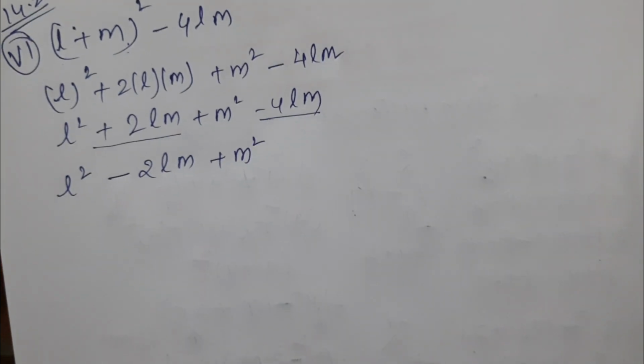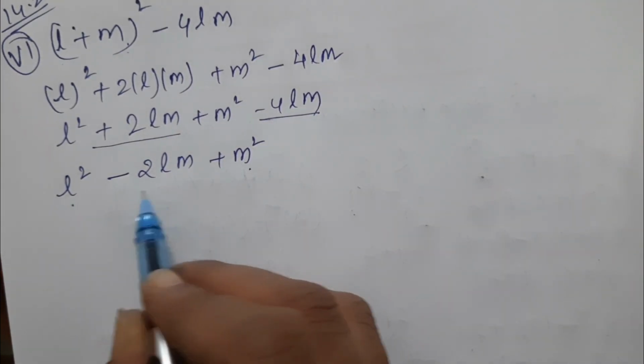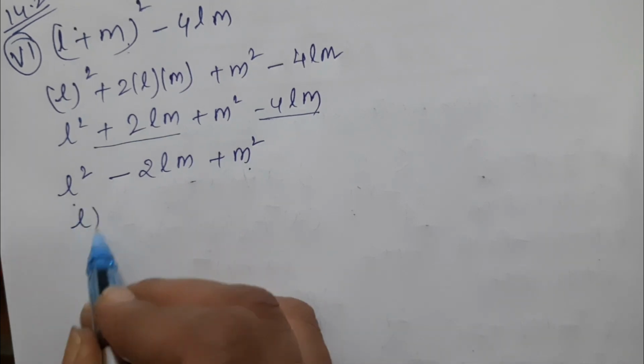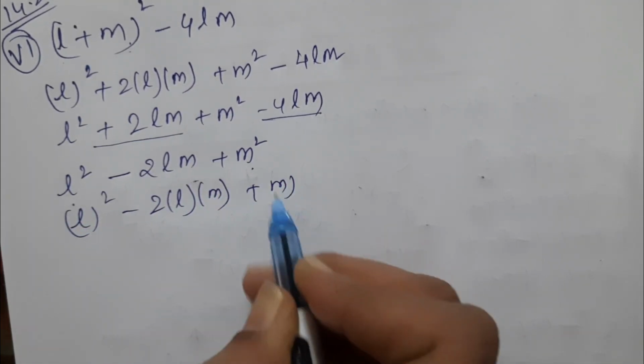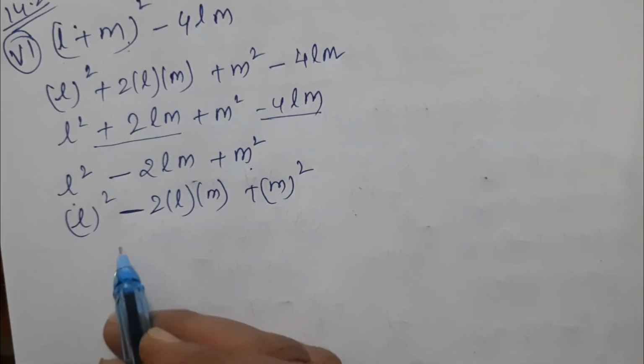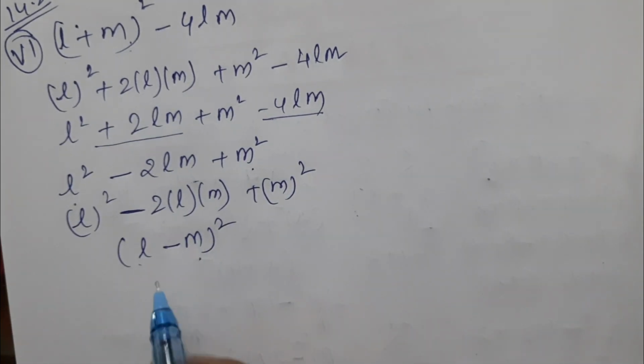Now again compare the identity. Here we are getting the first term in square form, the second term in square form, and it's in 2ab form. So a² − 2ab + b². As it is in the minus form, we'll make it a minus whole square, that is (l − m)². So this is our final answer.